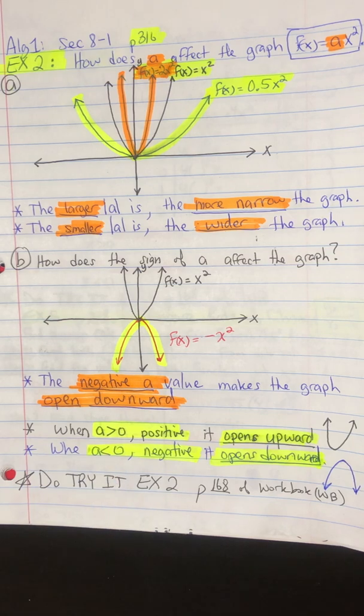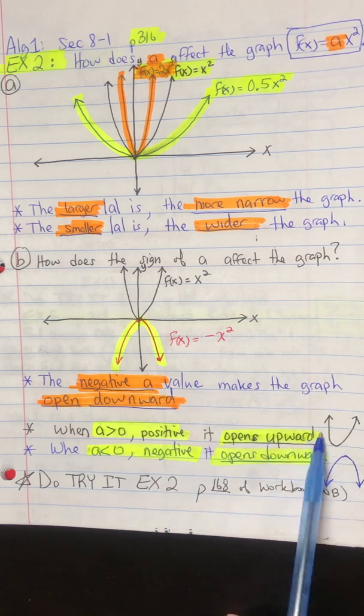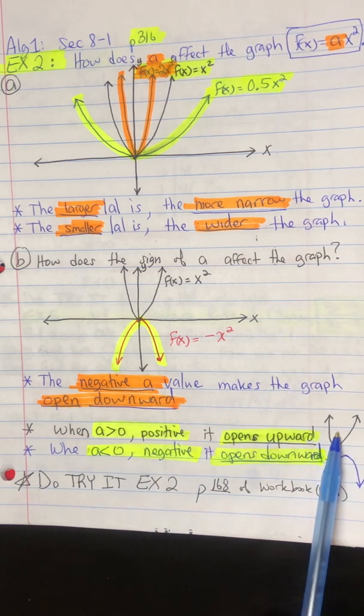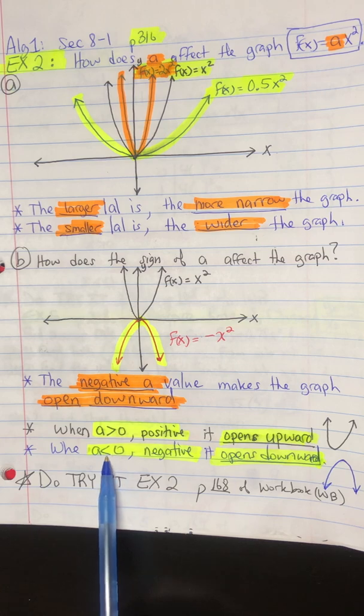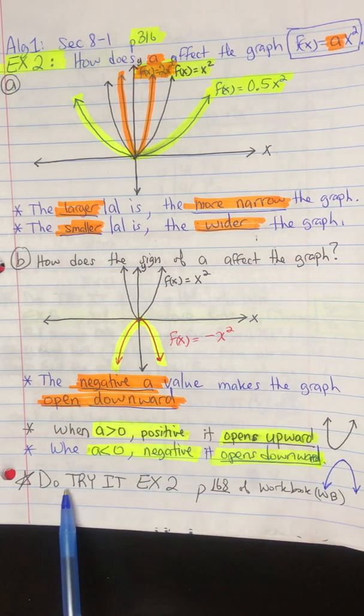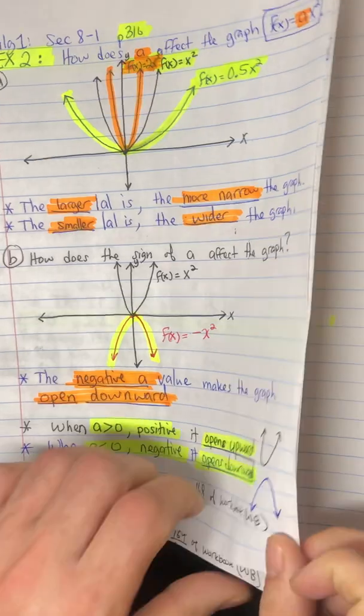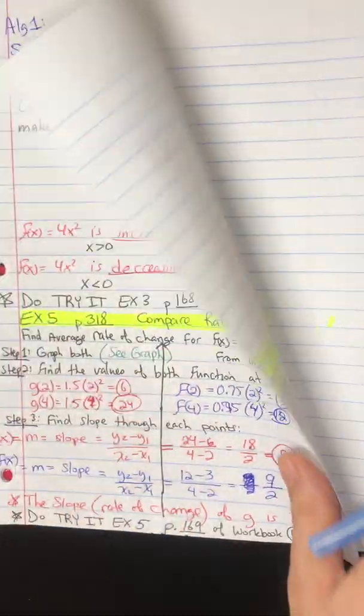So here I wrote down some more notes I want you to copy. If A is greater than 0, which is positive, it opens upwards. The parabola opens upwards, like that. If A is less than 0, which is negative, it opens downwards, just like this. Okay, so what I want you to do now is to try example 2 on page 168 of your workbook and see how that goes. Okay, make sure you're copying all these notes down.